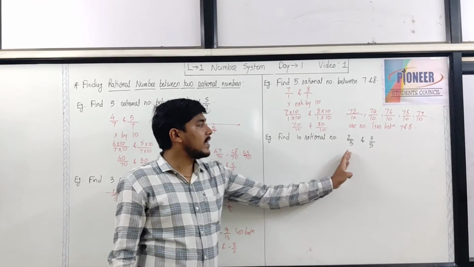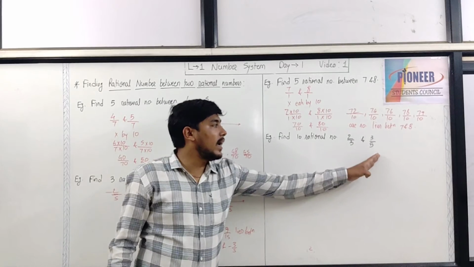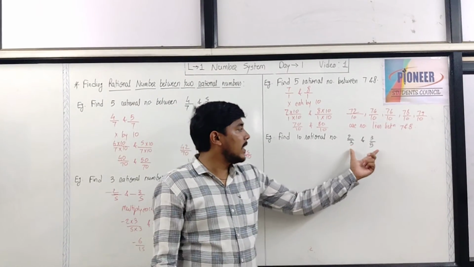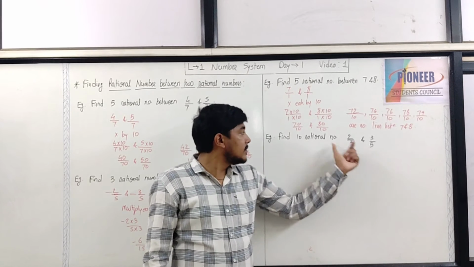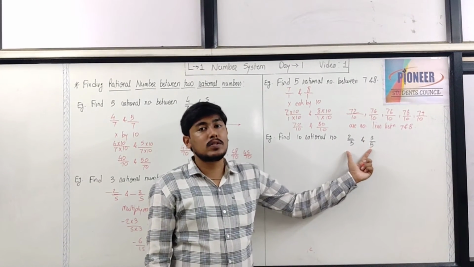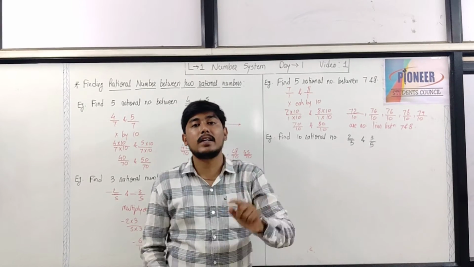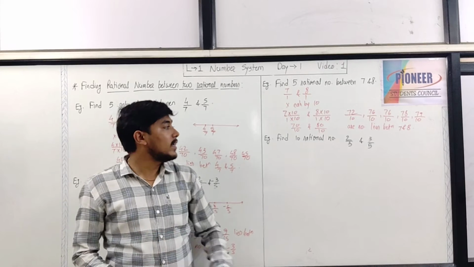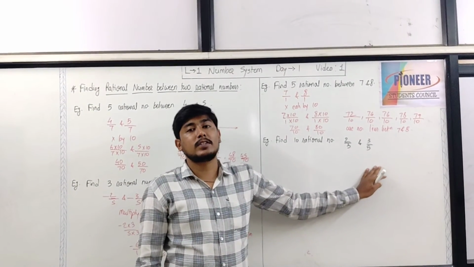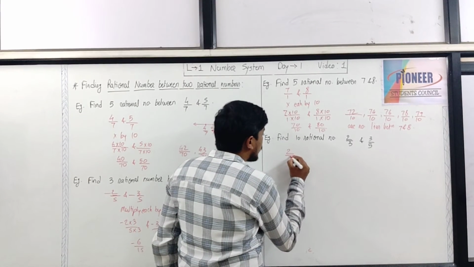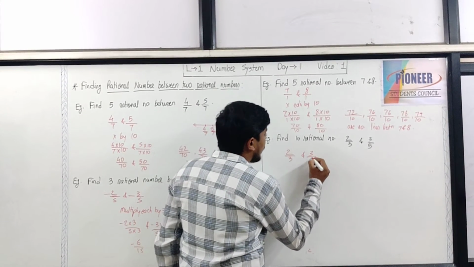Now, find 10 rational numbers between 2 upon 3 and 3 upon 5. Now, this is a very important and interesting topic. Here, see what we have to do. We have to find rational numbers between two fractions whose denominators are not equal. So, how to find the rational numbers between these two rational numbers? See, 2 upon 3 and 3 upon 5.